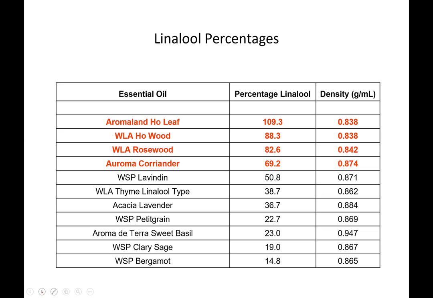So I did, and what I found was the four biggest linalool percentages were ho leaf, ho wood, which comes from a tree in China, rosewood, which comes from South America, and rosewood is very controversial because you don't want to be chopping down the rainforest to get all of the rosewood oil or the rosewood to make guitar frets out of, or guitar things out of. And then coriander. So you can see they have different percentages. With the ho leaf, it's not 109.3. You can't have over 100%. That's just an error.